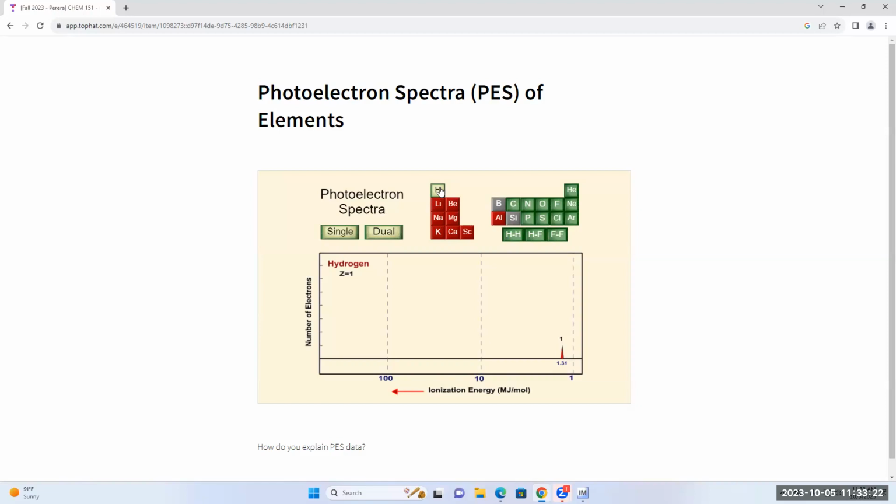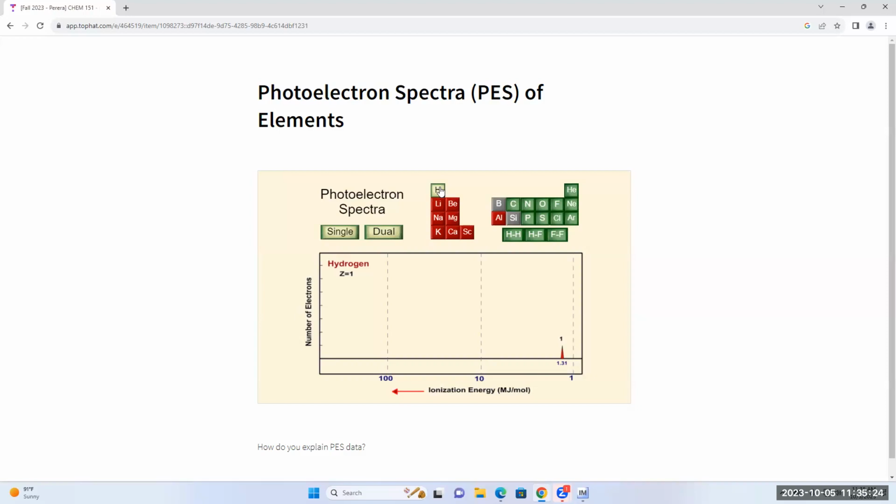Now, what about helium? How would the helium photoelectron spectrum differ from that of hydrogen? Let's see. How many peaks for helium? One. Why one? It has two electrons. Why only one peak even though it has two electrons? Because those two electrons are filled in the same shell. For that reason, we're still going to see only one peak.